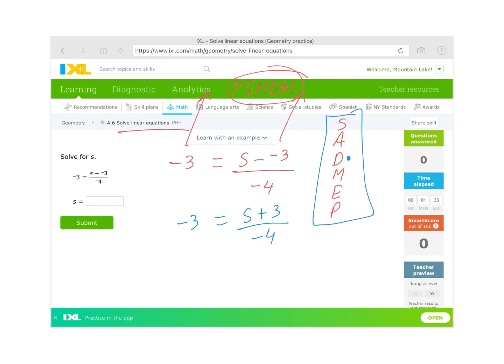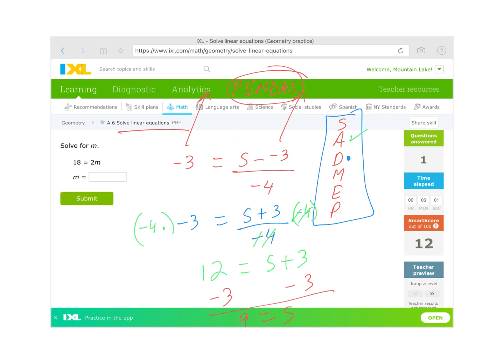So let's multiply -4 on both sides. This will cancel. We'll be left with s plus 3 and a 12. And now we can work with the addition part. So let's subtract the 3 on both sides and we get 9 is equal to s. Let's plug that in over here. There you are. Okay, let's try this.